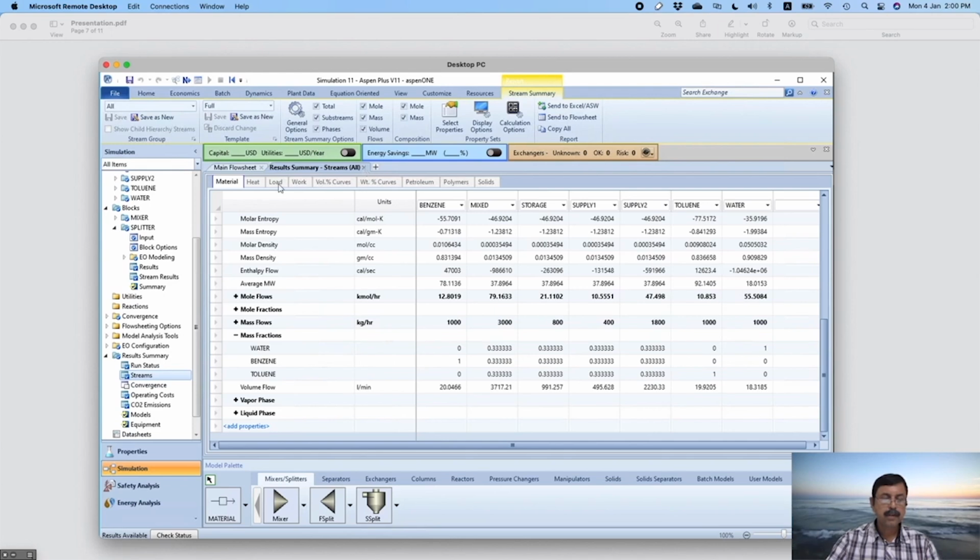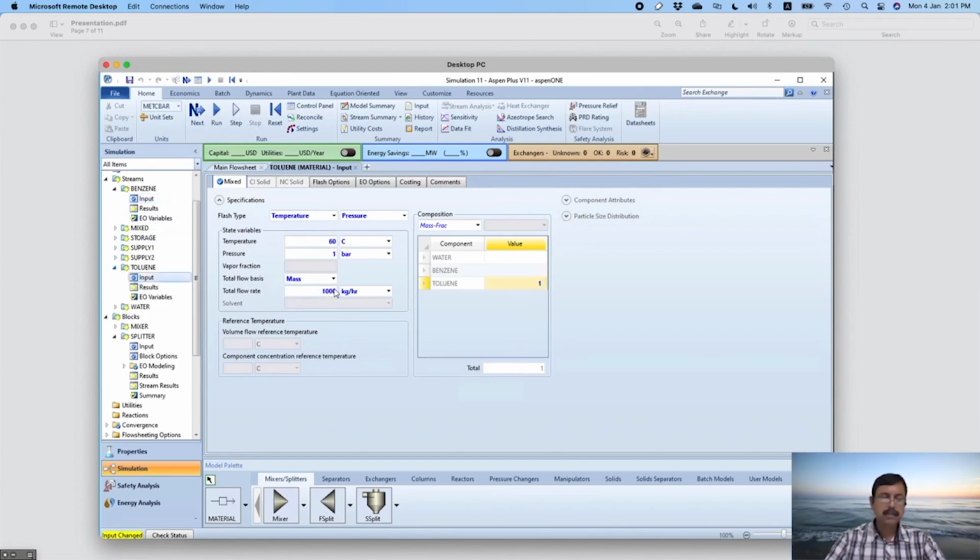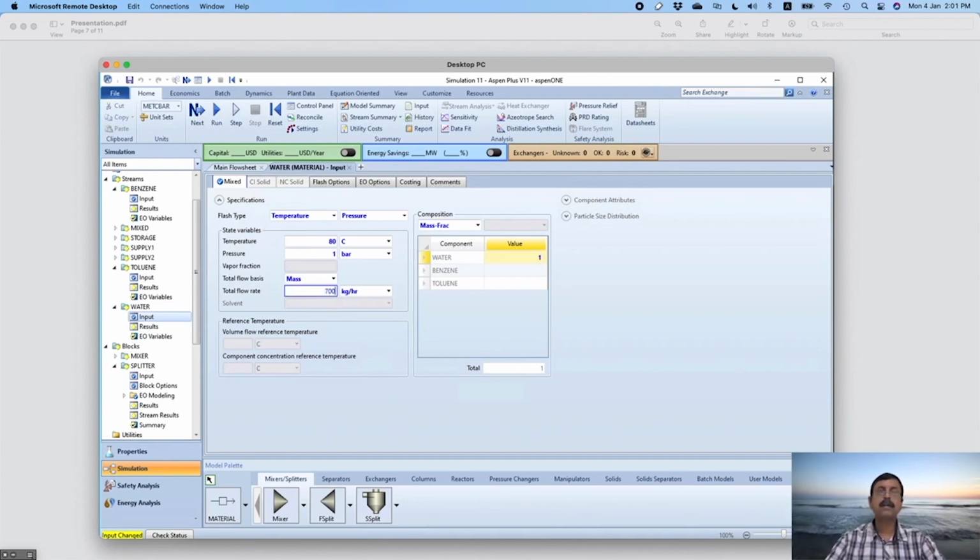Okay, now let us use some different strategy. Say benzene, we make it half. Let us not take 1000 kg per hour. Let us take 700 kg per hour of benzene, 700 kg per hour toluene and 700 kg per hour water.